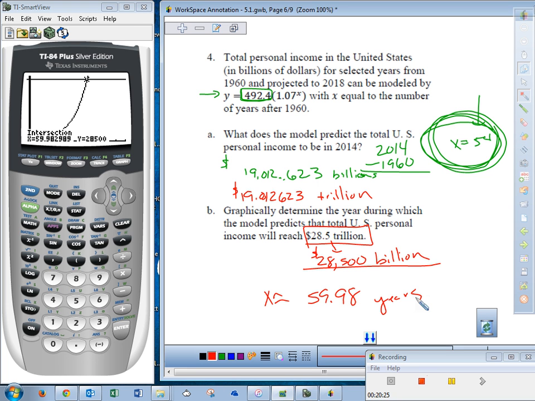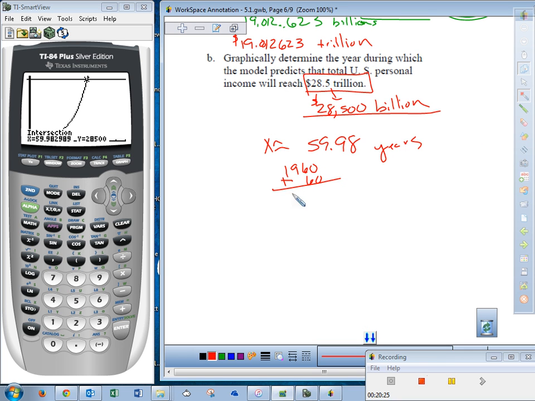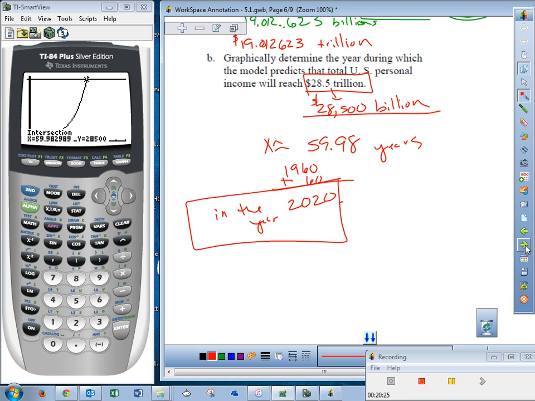When did we start again, though? We started in 1960, so you've got to take 1960 plus basically 60 and figure out what year that would happen. What year? 2020, baby. In the year 2020. That's when the U.S. personal income will be about $28.5 trillion, meaning add up everybody's income in the entire U.S. That's what that model predicts.